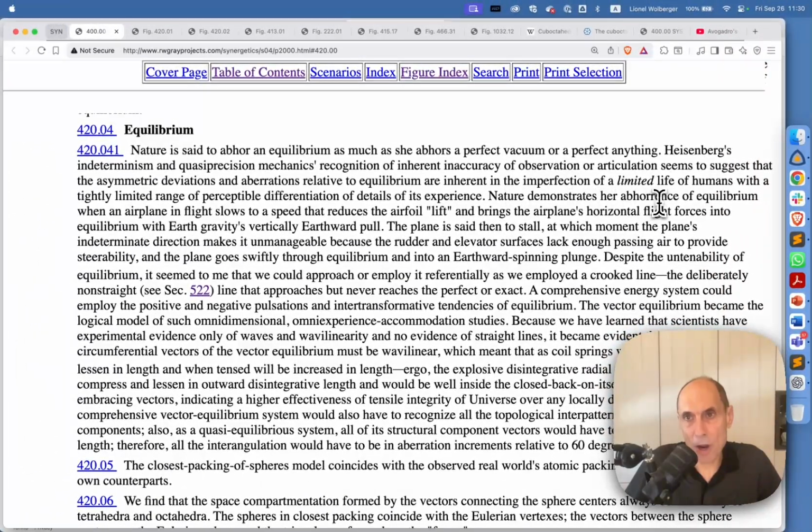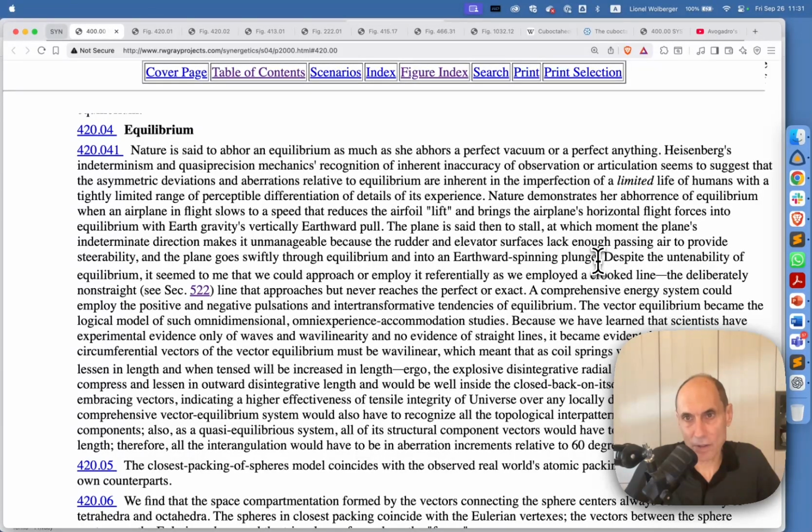Nature demonstrates her abhorrence of equilibrium when an airplane in flight slows to a speed that reduces the airfoil lift and brings the airplane's horizontal flight forces into equilibrium with Earth gravity's vertically earthward pull. The plane is said then to stall, at which moment the plane's indeterminate direction makes it unmanageable because the rudder and elevator surfaces lack enough passing air to provide steerability, and the plane goes swiftly through equilibrium and into an earthward spinning plunge. To illustrate lack of equilibrium, Fuller illustrates it with an airplane not managing to maintain speed and going into a stall.